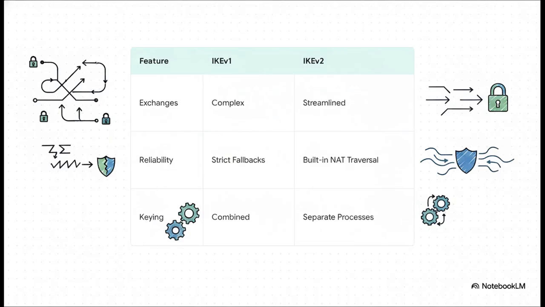Now, over time, the industry realized that IKEv1 was just way too rigid with its complex main and aggressive modes. So they introduced IKEv2 to drastically simplify those exchanges, meaning it requires far fewer messages to establish a connection. IKEv2 is also a huge step forward because it features built-in NAT traversal for better reliability, and it smartly separates out the rekeying and reauthentication processes.